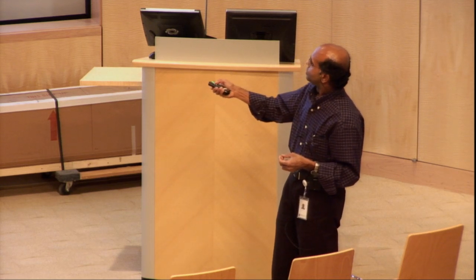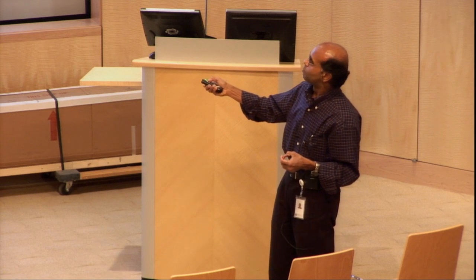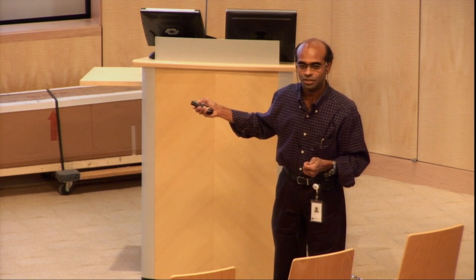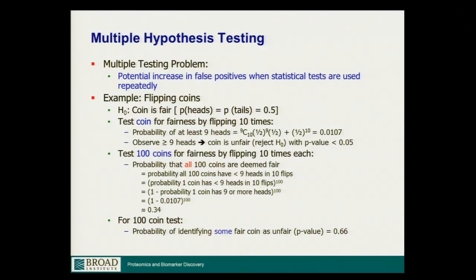So if you use a 0.05 p-value, then this is basically saying if you observe more than 9 heads, your coin is biased. So you flip the coin 10 times. If you see 9 or 10 heads with a p-value of 0.05, you're going to say my coin is biased. So if you do this once, you might get 5 heads, 6 heads, and you would say it's not biased. If you got 9 or 10 heads, you would say it is biased.